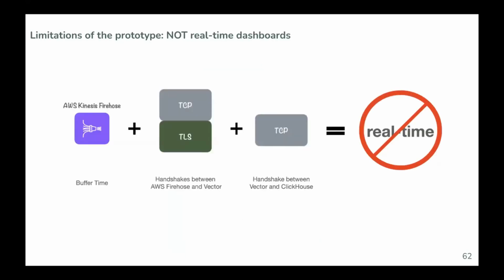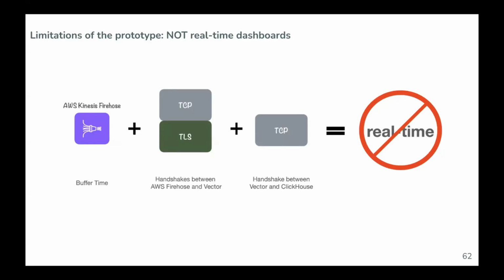Furthermore, Firehose buffers data for at least 60 seconds before streaming it to its destination, resulting in unwanted latency. Latency is also introduced by the HTTPS connection between Firehose and Vector. A three-way handshake plus a TLS handshake means 3 additional round trips across the wire before log data transfers to Vector. This is in addition to a 3-way handshake from Vector to ClickHouse.